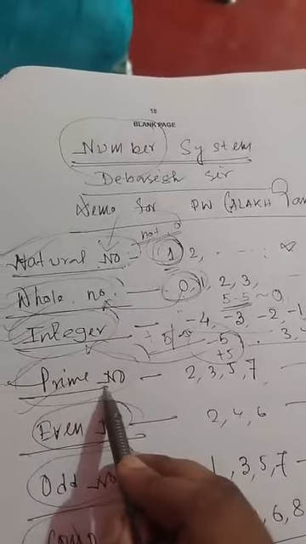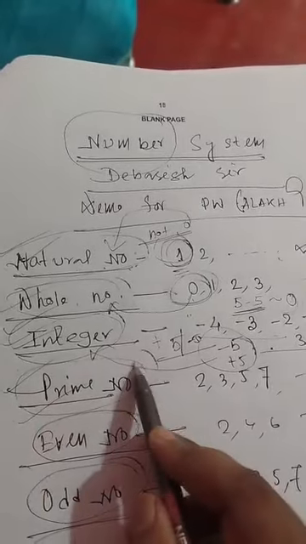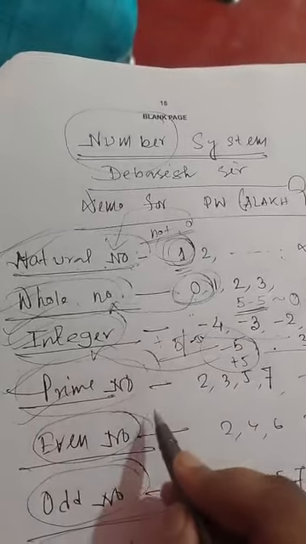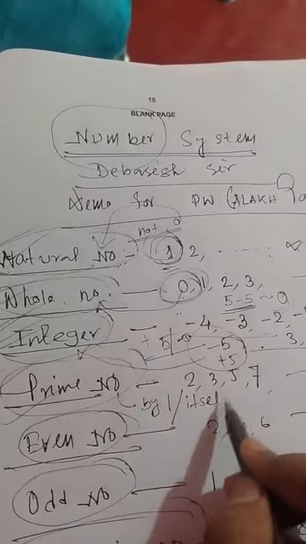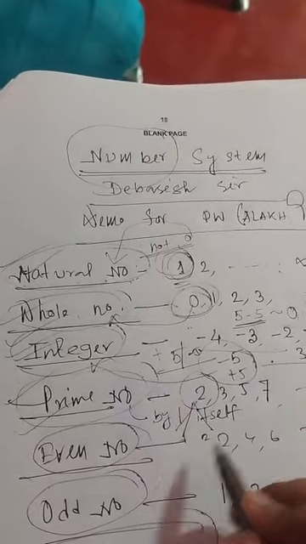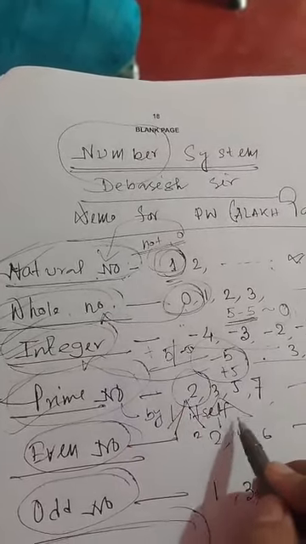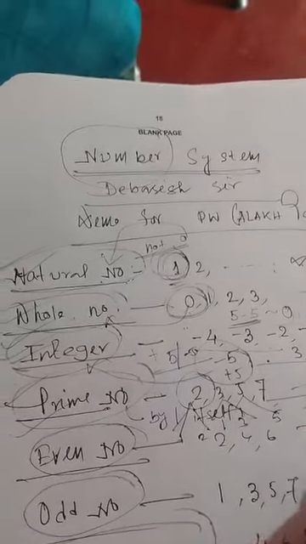What is a prime number? A prime number is divisible by 1 or itself. That is the definition: the number that is divided by 1 or itself. 2 is divided by 1 or 2. 3 is divided by 1, 3. 5 is divided by 1, 5. 7 is divided by 1, 7. That is called a prime number.